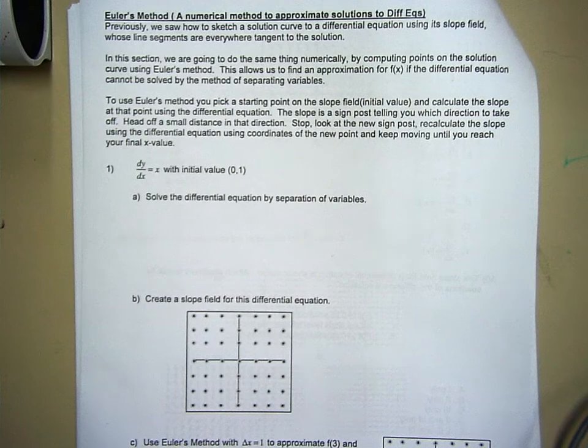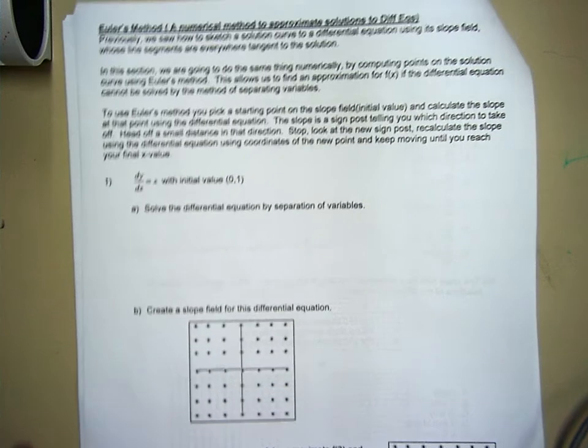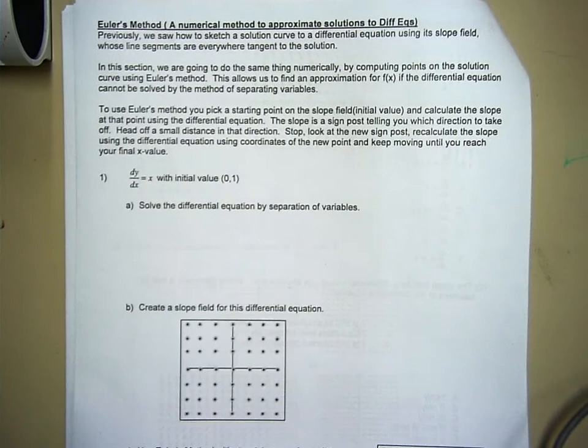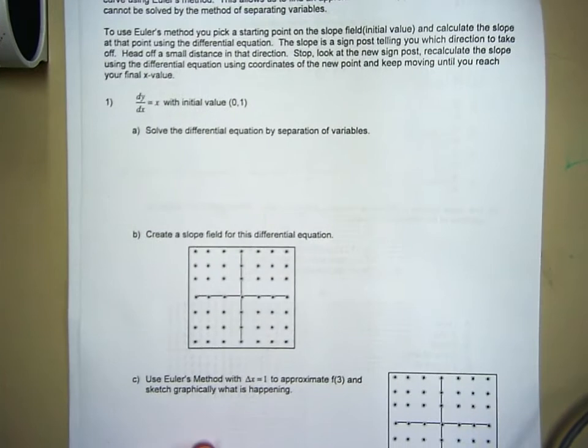Okay, I'm on page 8 of the notes packet. Previously we had learned how to sketch a solution curve to a differential equation using a slope field. In this section we're going to do the same thing, but now we're going to take a look at it numerically by computing points on the solution curve using a method called Euler's. So let's first start reviewing what we learned previously.